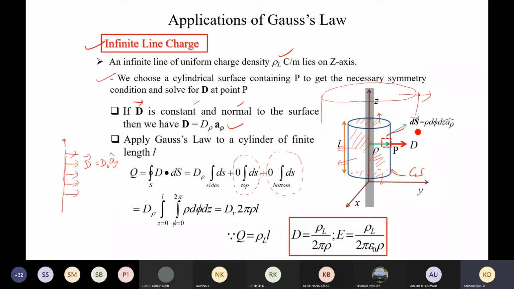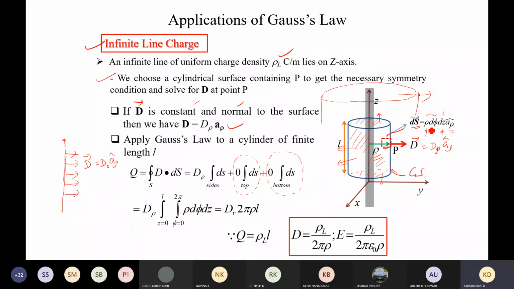Now we have to define this. The dS vector is simply rho d phi dz a rho vector. I believe you can easily see that. This is the horizontal one, and the vertical one is dz. By multiplying that, you will get the surface vector. This surface vector and the D vector we are going to multiply. We already know it is nothing but D naught or something. Here it is mentioned as D rho, so we will use D rho itself, D rho a rho vector.